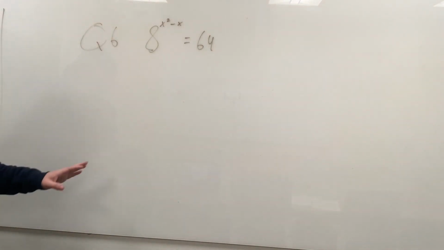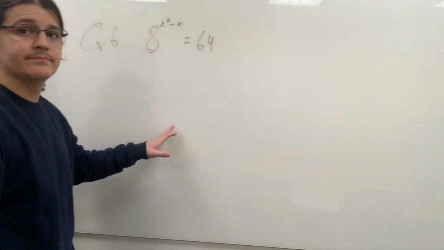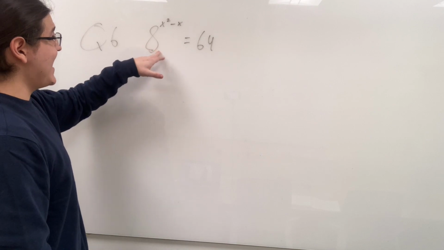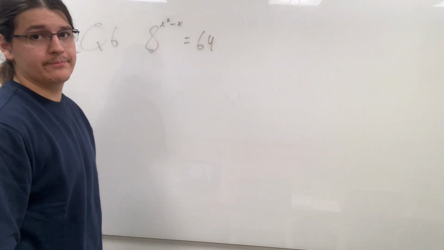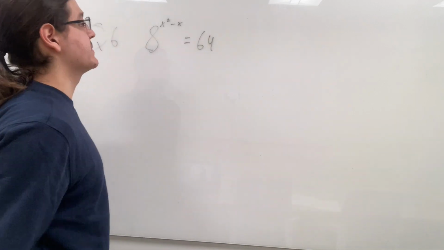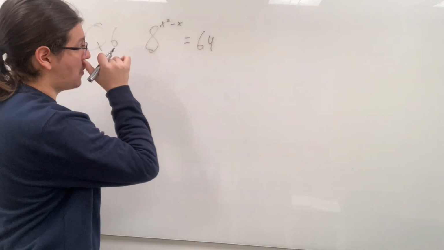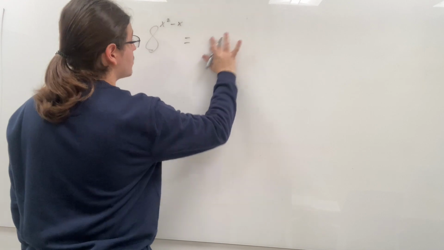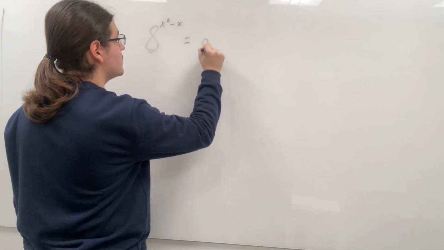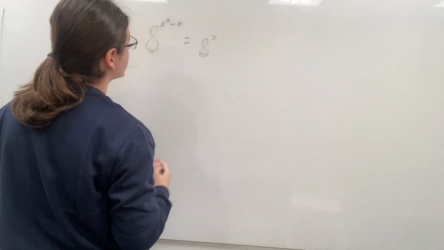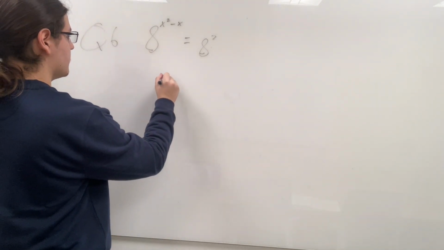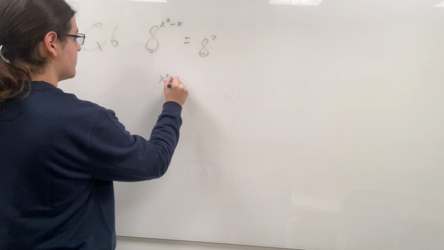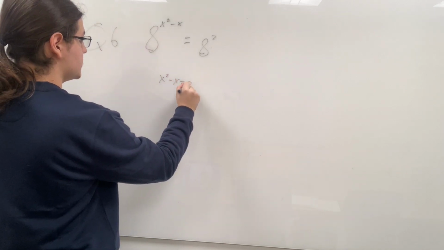All right, 6th question. 8 to the power of x squared minus x is equal to 64. Let's do it. So 64, we can recognize that just by looking at it. That is 8 squared. Cool, and now we have same bases. This isn't even an exponential problem anymore. This is just x squared minus x is equal to 2.